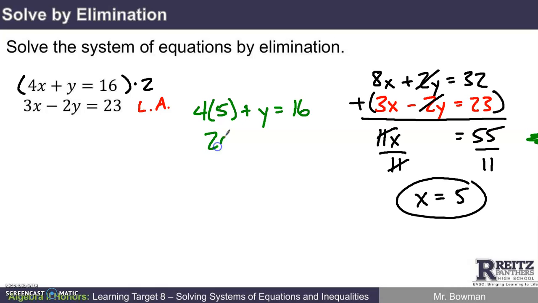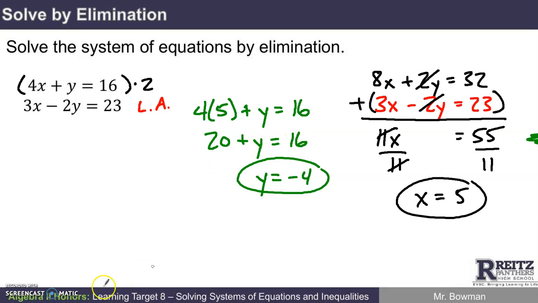4 times 5 is 20. And if 20 plus y is 16, y must be negative 4. Because 20 plus negative 4 is 16. So what's my solution? 5, negative 4. Good.